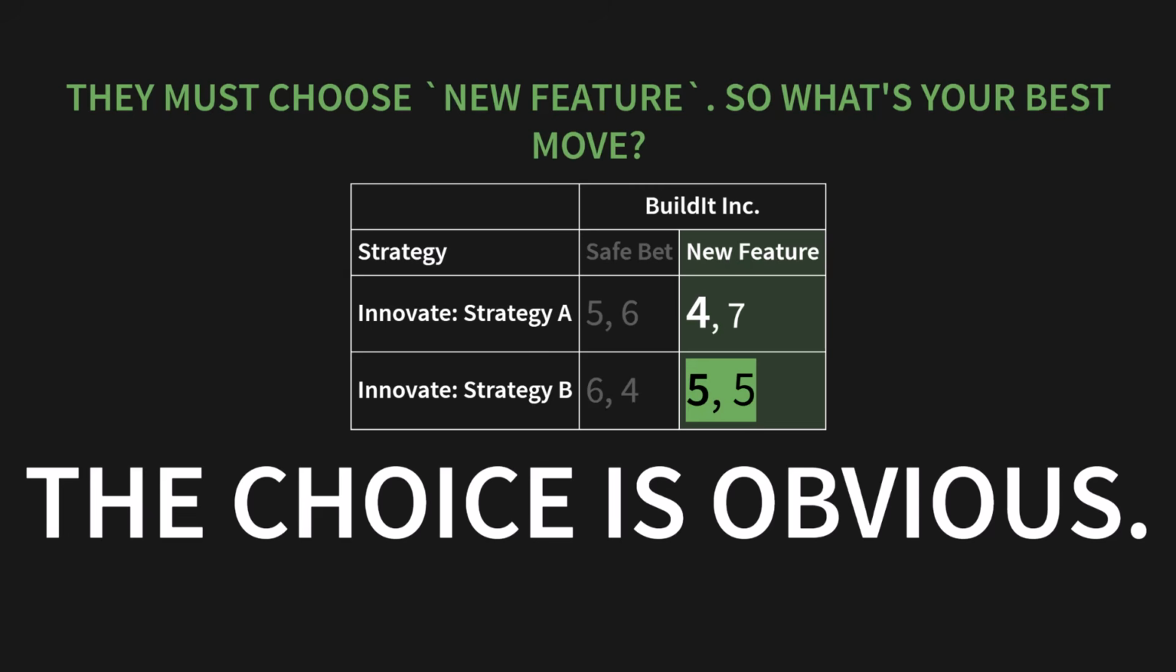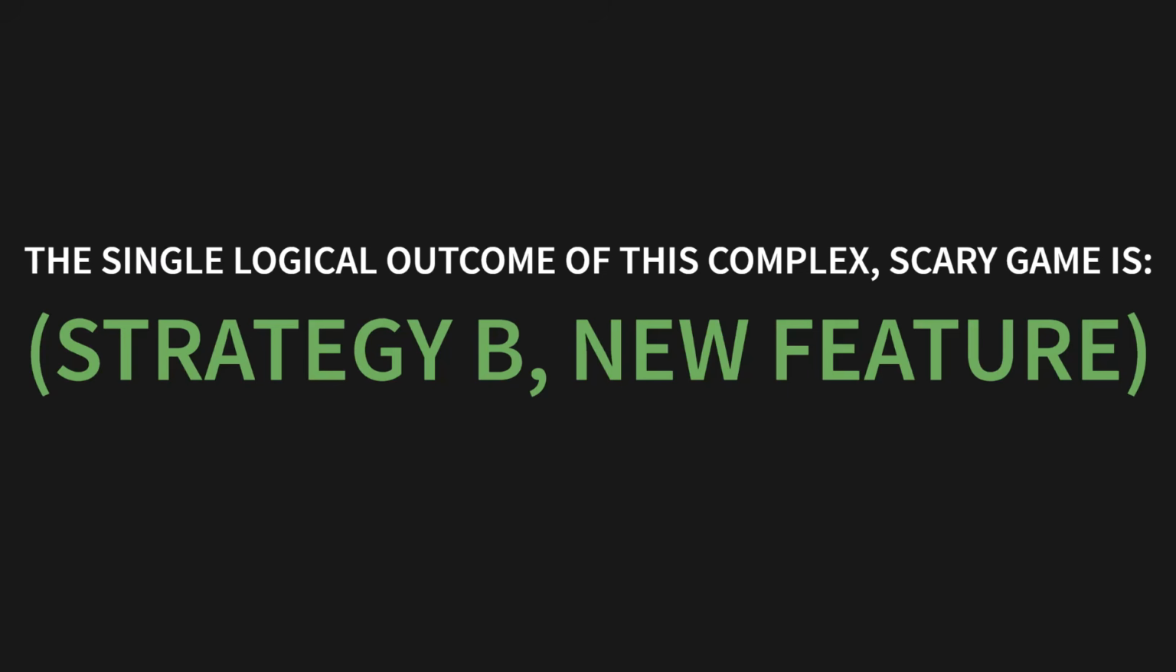So what's your best move? Well, if they're definitely choosing new feature, you just look at that column. Your strategy B gets you a payoff of 5, while strategy A only gets you 4. The choice is obvious. The single logical outcome of this complex, scary game is strategy B, new feature.